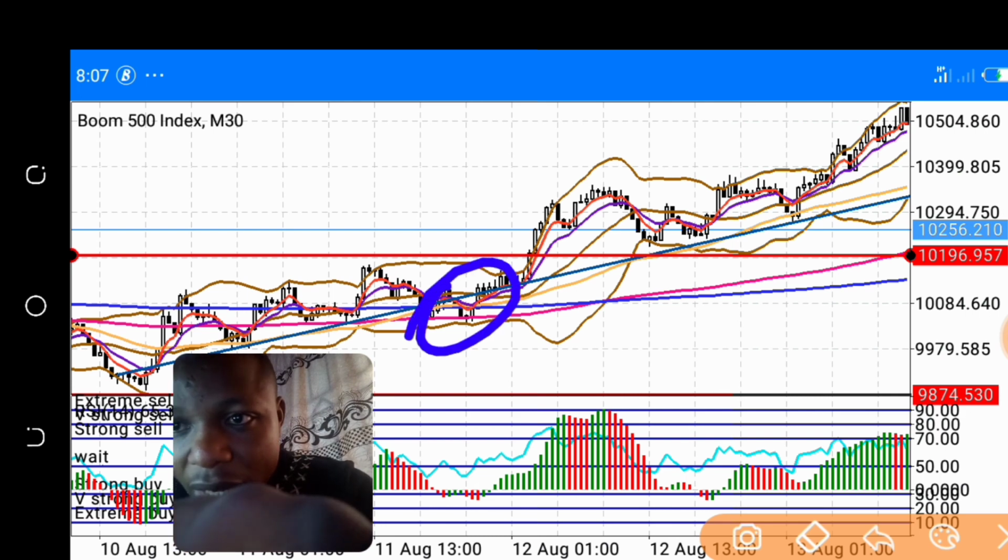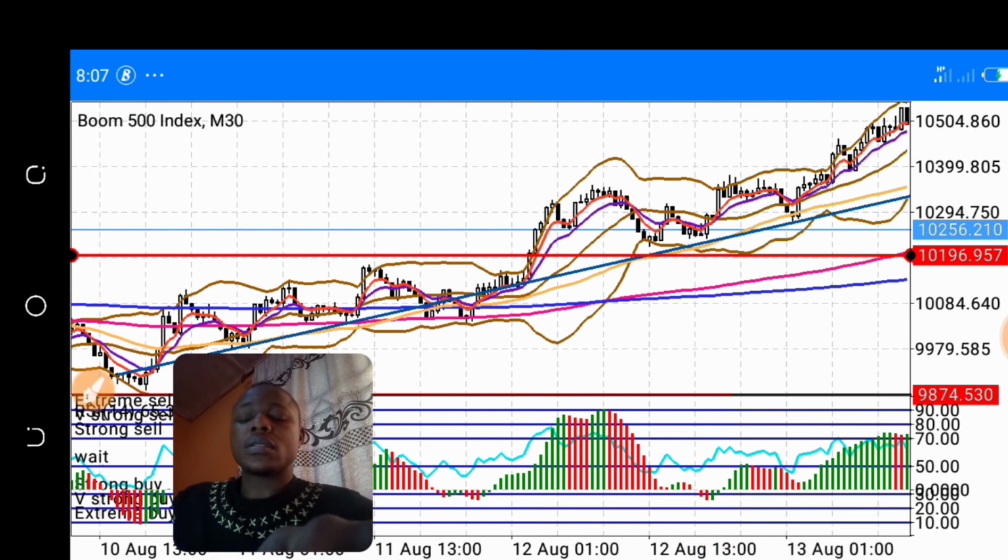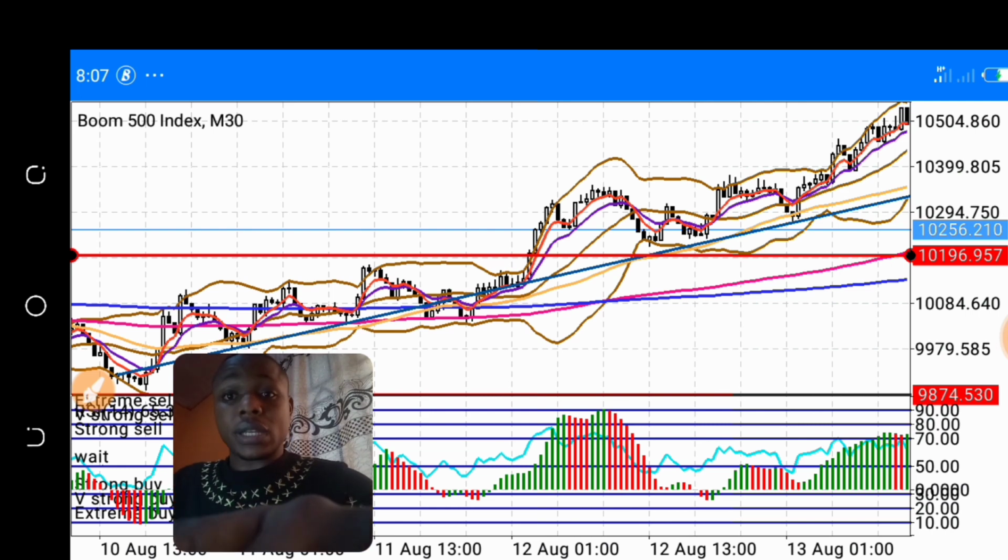It respected it around here also, though it ranged over there before buying. It respected it here, here. So that's that about trend line and support and resistance line.